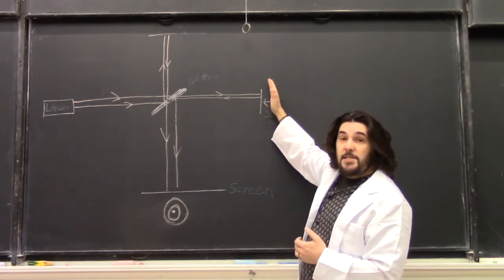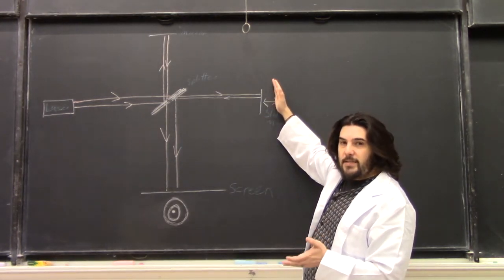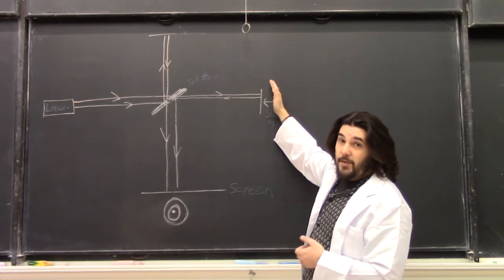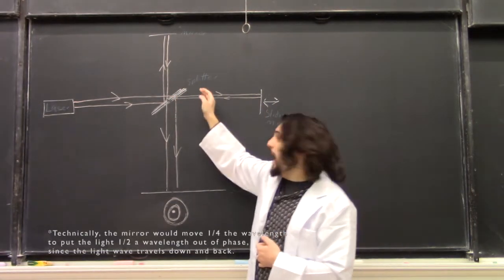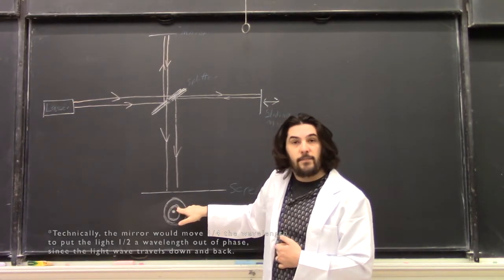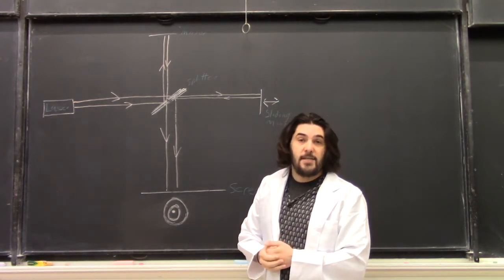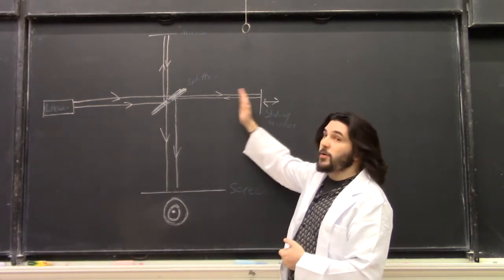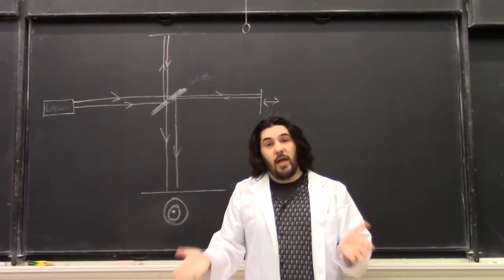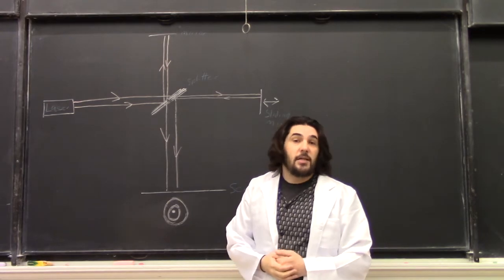But if we slide this mirror back just a little bit, say half of a wavelength, then one of the light beams is going to be half a wavelength out of phase when it gets here. And if it's half a wavelength out of phase, the result will be 0, a dark patch. And of course, if it's anywhere in between, we will get something between bright and dark.